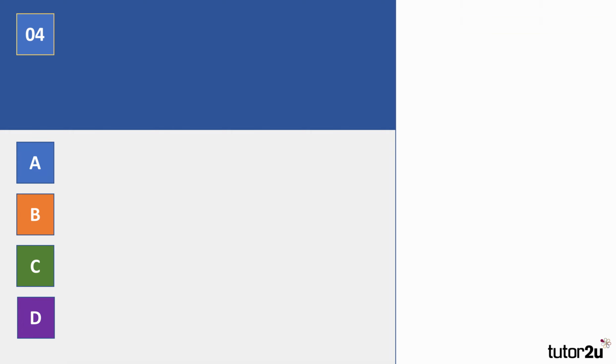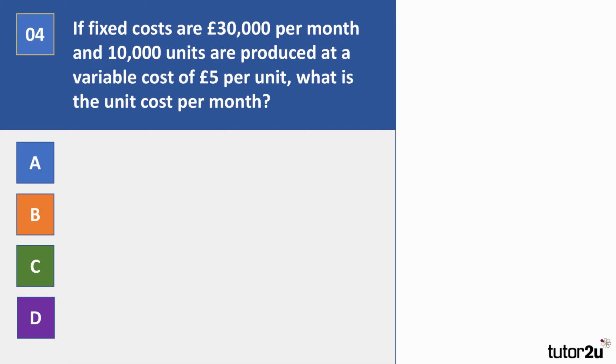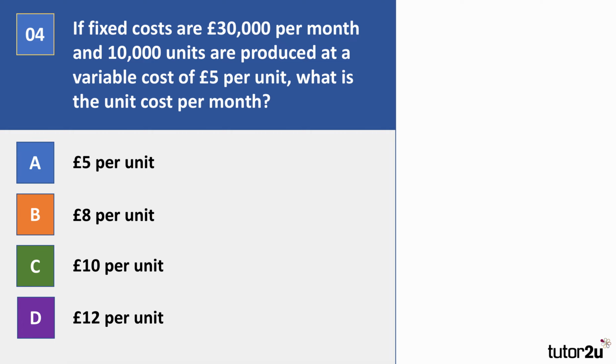Okay, question number 4 now on this series on operations. If fixed costs are £30,000 per month and 10,000 units are produced at a variable cost of £5 per unit, what is the unit cost per month? Here are the 4 options. So again, pause the video and do your calculations.